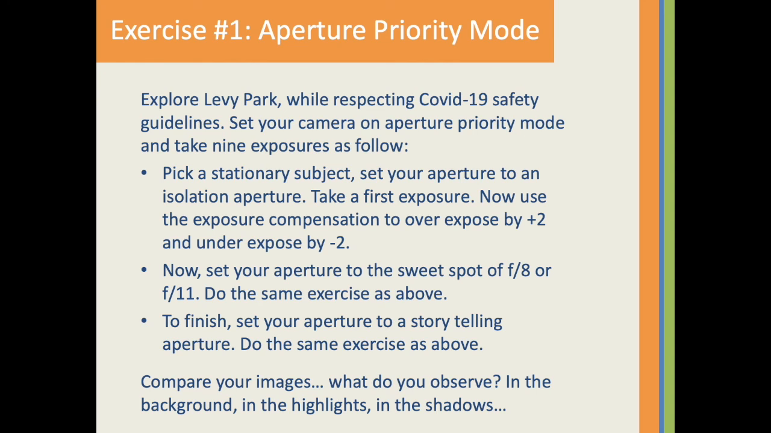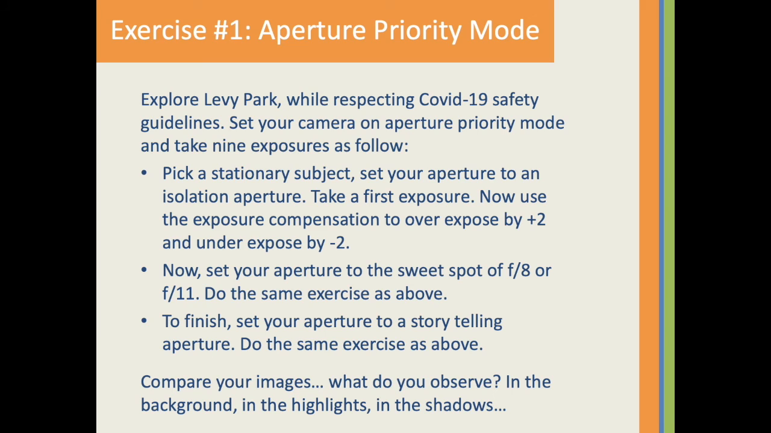For this first exercise, you need to set your camera on aperture priority mode and pick a stationary subject to photograph. First, set your aperture to isolation aperture, which is a large aperture, 2.8, for example. Then you'll set your aperture to the sweet spot, f8 or f11. And then you choose a storytelling aperture, which is a small aperture.